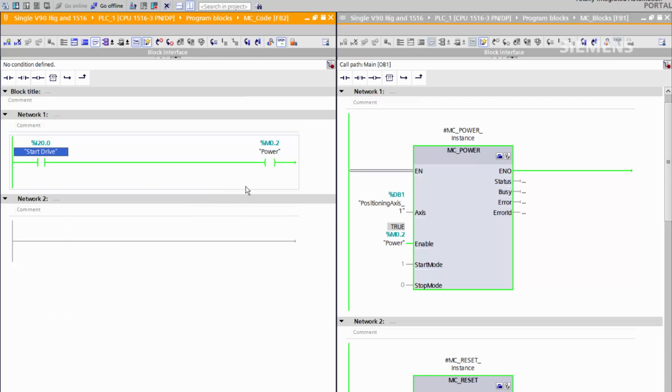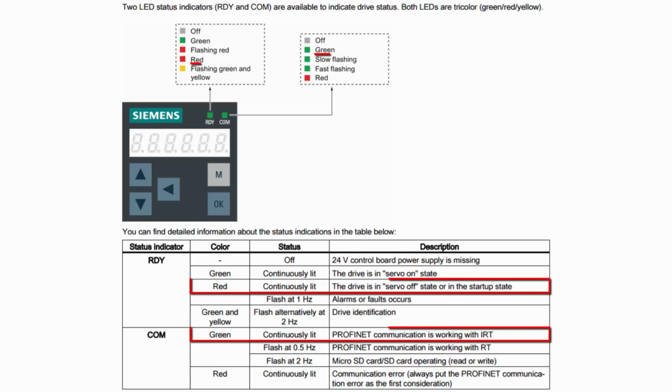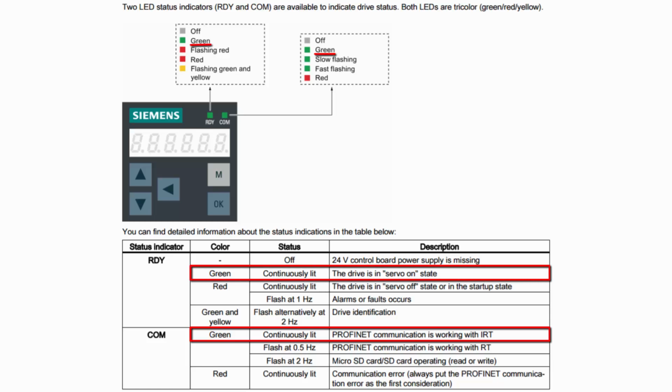On a new V90, the status of the drive can be viewed on the LEDs at the top of the display. When the drive is ready to run and comms have been established, the ready light will be red and the comms light will be green. When we take control of the drive with the MC_Power block, both lights will become green.